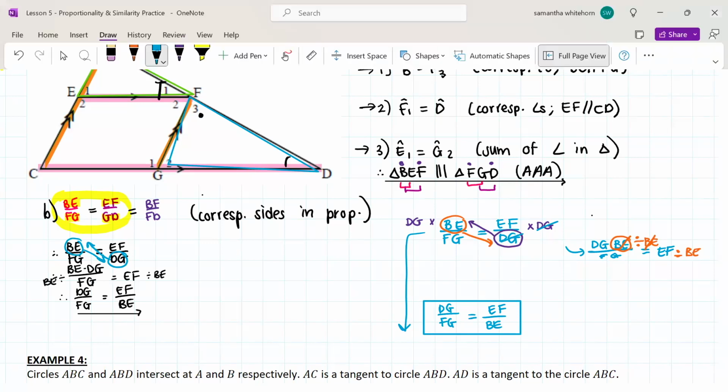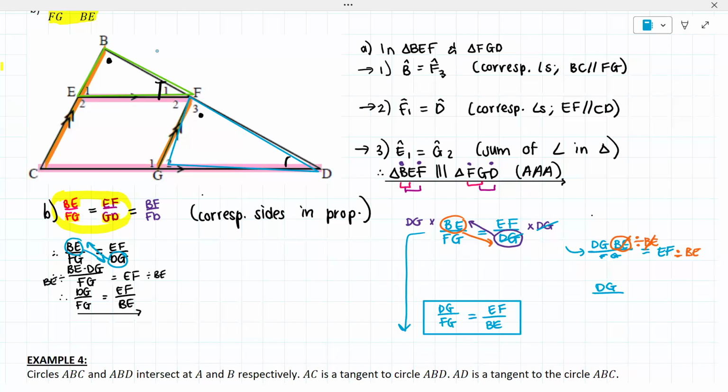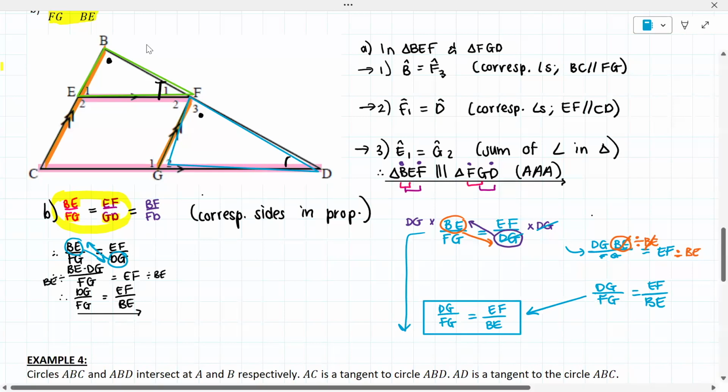So in dividing by BE, I end up with DG left in my numerator over FG, which is still there, equal to EF over BE. And now I've got what my end goal was. So it's all just manipulation.